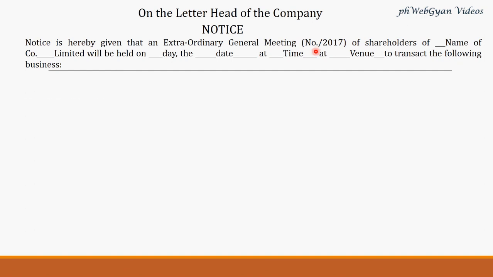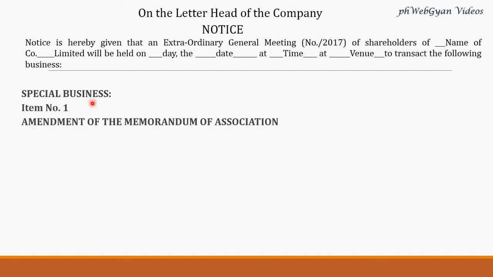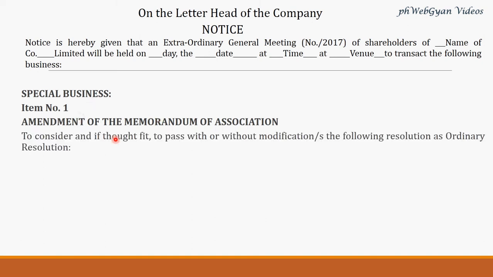Clear? Now, special business, what I said, is that you have to disclose what kind of business you are transacting at that meeting. Since it is an extraordinary general meeting, there could not be any ordinary business here. So it is special business. Then you have to mention the item number. Then what is the actual heading of that resolution that is required to be passed? Then this line is very important: to consider and, if thought fit, to pass with or without modification the following resolution as an ordinary resolution.